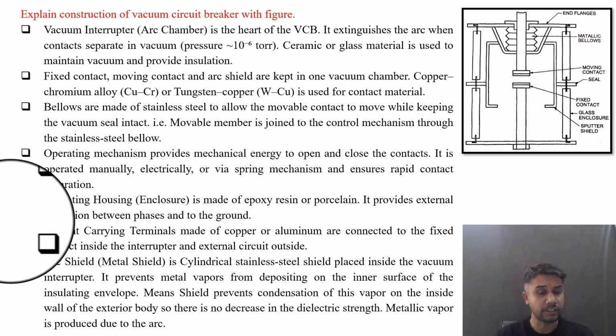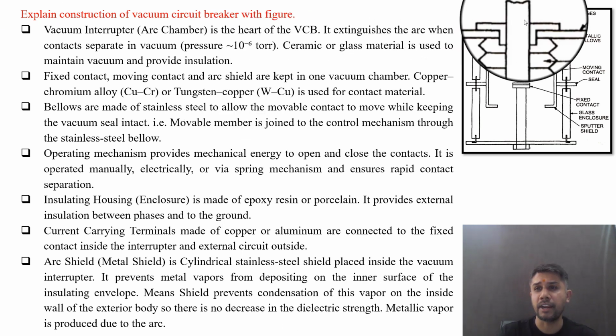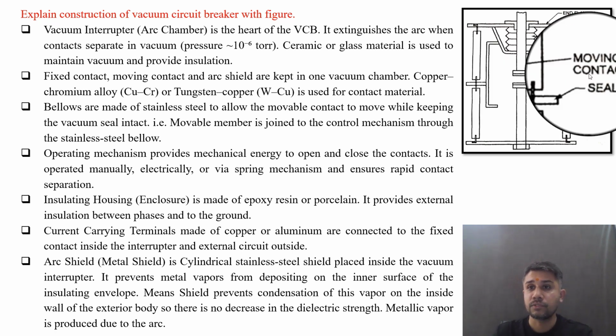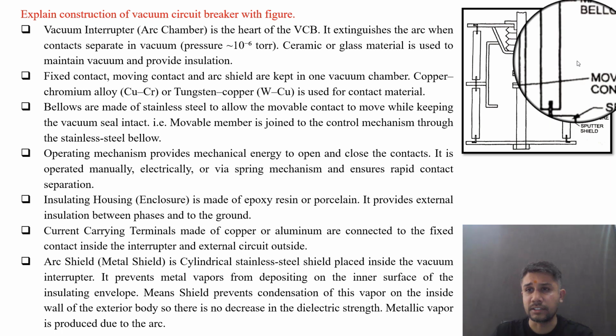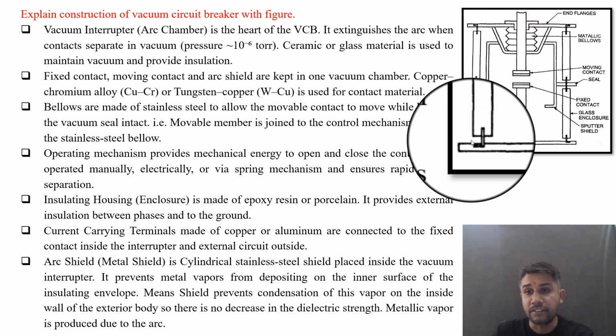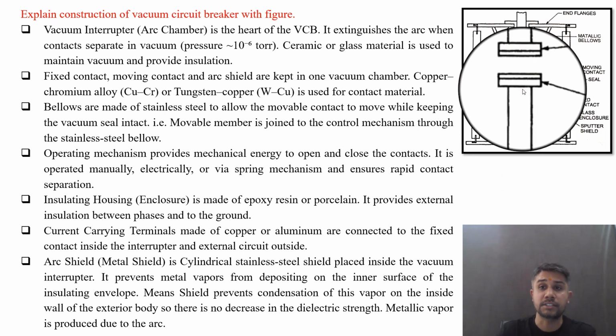Copper or chromium alloy, that is the mixture of these two, or tungsten copper is used for the contact material. Bellows are made of stainless steel that allow the movable contact to move while keeping the vacuum seal intact. That is, movable member is joined to the control mechanism through this stainless steel bellow. This is the bellow and this is the moving contact. You can visualize this. This is the moving contact and this contact is a fixed contact which is fixed with the frame. Here you can visualize this.